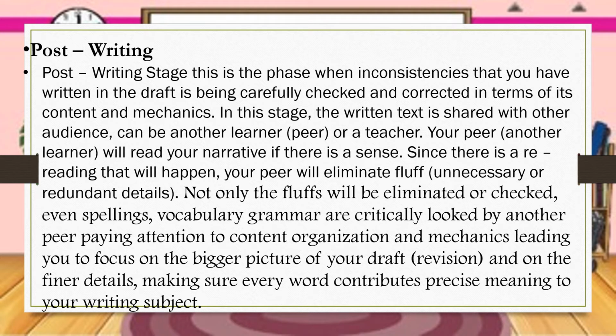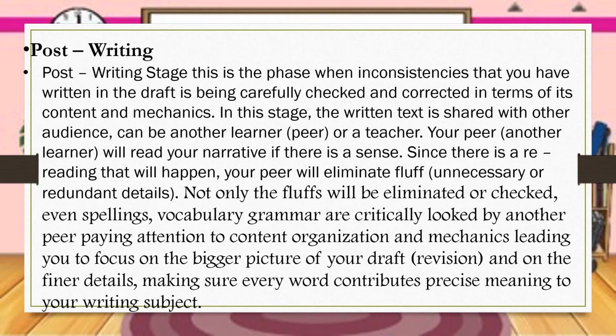Since it is a reading that will happen, your peer will eliminate fluff or unnecessary or redundant details. Not only the fluff will be eliminated or checked, even the spelling, the vocabulary, and grammar are critically looked at by another peer, paying attention to content, organization, and mechanics, leading you to focus on the bigger picture of your draft or revision, and on the finer details, making sure that every word contributes precise meaning to your writing subject.